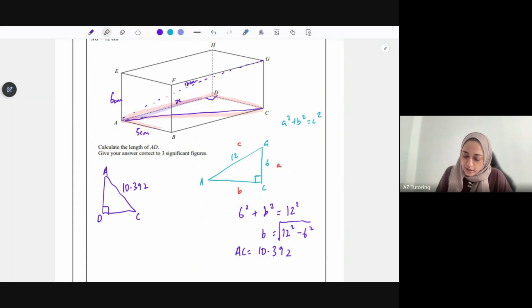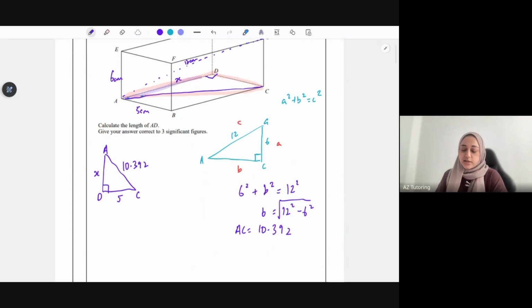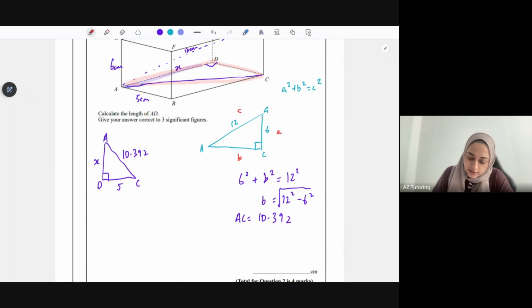DC, do we know that? Well, we know AB is 5, so then DC must also be 5 as well. And then AD, that's what I'm trying to find. Remember, I've called that X. So now I can work out what AD is, again, using Pythagoras. So let's label the triangle. Opposite the hypotenuse, that's C. And then these ones just label A and B. Plug everything into the formula. So we've got X squared plus 5 squared equals 10.392 squared.